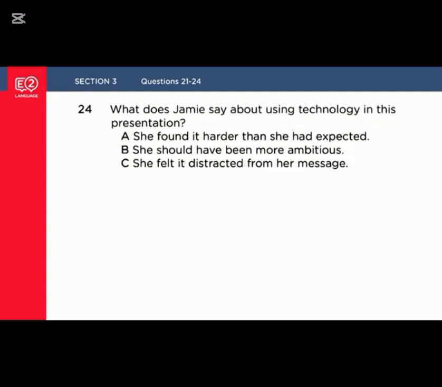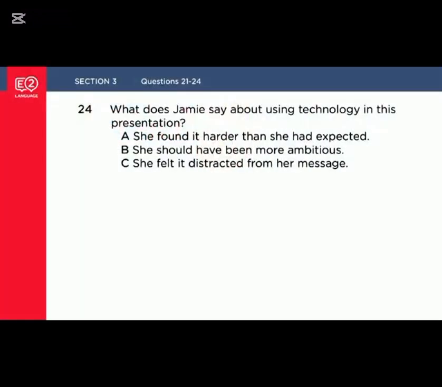For question 24, I'm going to show you the script and the correct answer, but this time I want you to tell me why that answer is correct and what the two distractors are in the script. Pop it in the comments below. 24, what does Jamie say about using technology in this presentation? A, she found it harder than she'd expected; B, she should have been more ambitious; or C, she felt it distracted from her message.